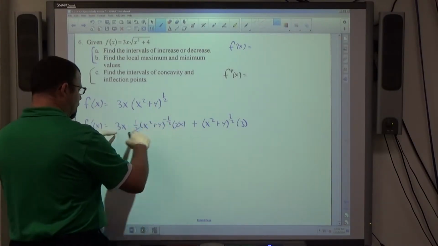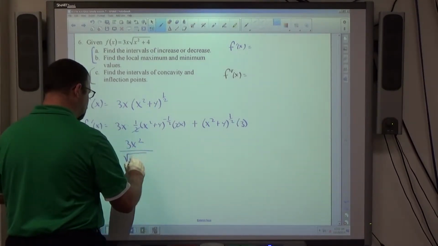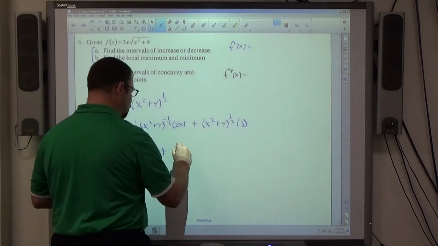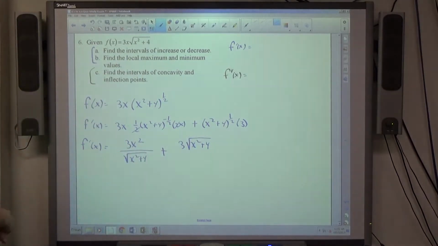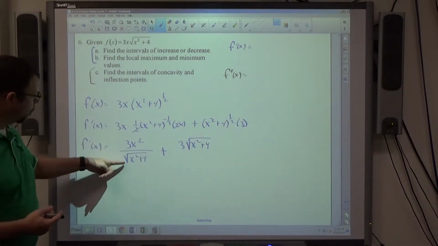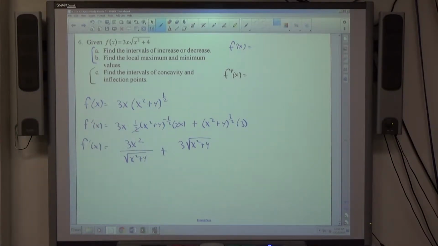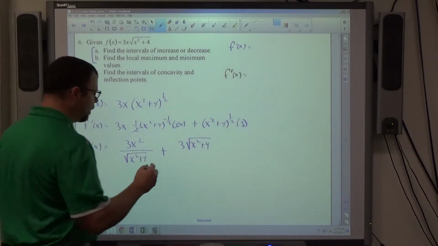When I'm looking at all this stuff, 3x squared is all on top, and I've got a square root of x squared plus 4 on the bottom. That's being added to the second term, which is just 3 times the square root of x squared plus 4. And that's exactly right. That's the first derivative. But again, is that easy to differentiate? I have to do quotient rule with a radical involved, and I have to do a chain rule going on over here. So maybe the second derivative is a little complicated here.